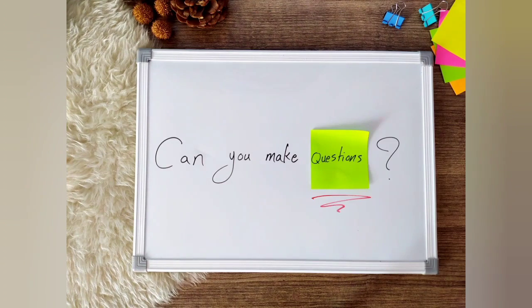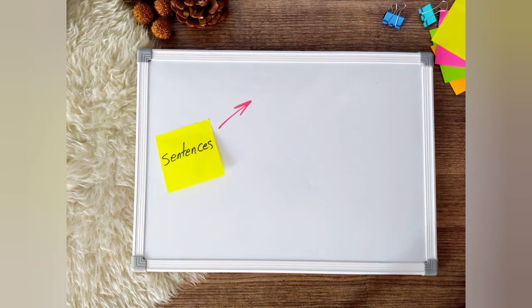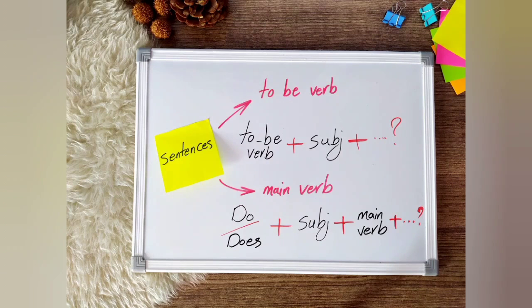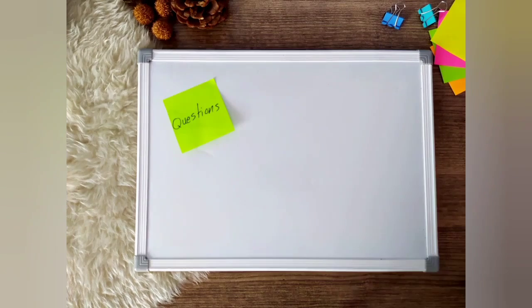Can you make questions? To make questions, if we have to be verb, we should replace the subject and the verb. So this is the structure: to be verb plus subject plus rest of the sentence, and don't forget to put a question mark at the end of the sentence. If we have a main verb in the sentence, we also need a helping verb. This is the structure: do or does plus subject plus verb. Now try to make questions.